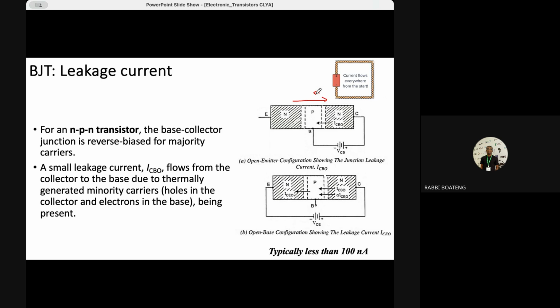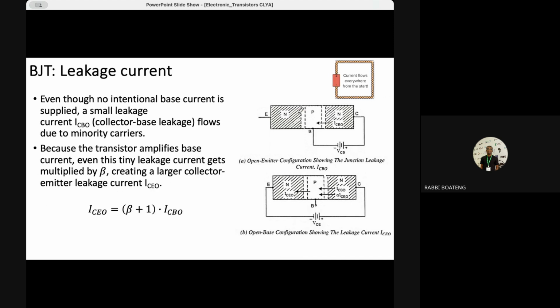Now, the leakage that we are talking about here is very important because at the end of the day, if the leakage increases, it will affect the efficiency of the transistor. Is that okay? So now we have a formula where we can relate the leakage, the current gain, and even the leakage to the end part. Is that okay? It's not very important in this slide, but I just added it up.